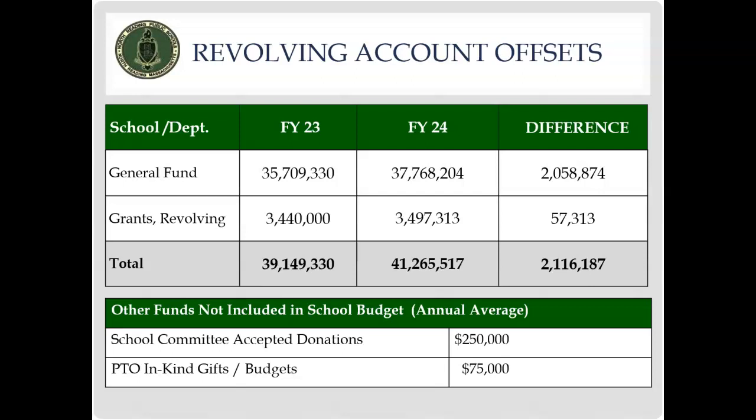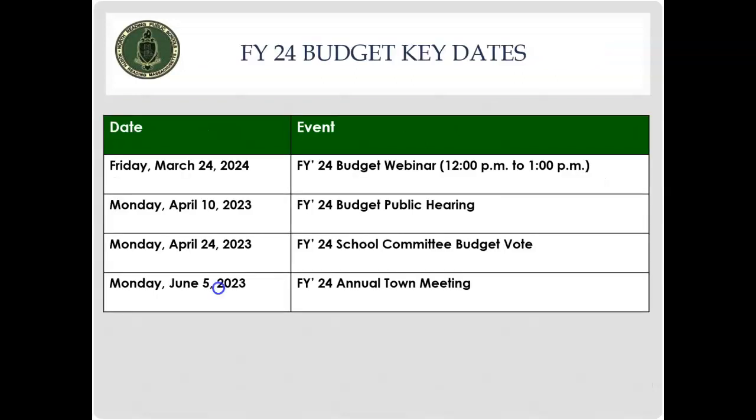That doesn't tell the full story, because I mentioned we also have school committee accepted donations that we receive from our PTO, as well as our PTOs who do various in-kind budgets to support enrichment programs and field trips and teacher appreciation days. So all in all, that's an additional annual average of about $325,000. That also is a part of the equation that makes the North Reading educational experience what it is today. So hopefully that gave you a snapshot of what the revenue offsets are and the budget subsidies as part of our fiscal 24 budget.